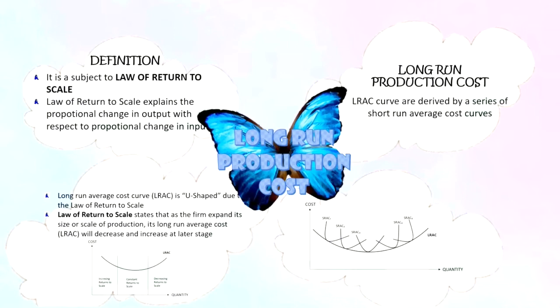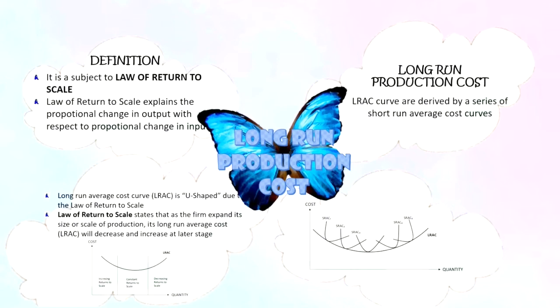Long run production costs have the long run average cost curve, which is LRAC. It is a U shape due to the law of returns to scale. The law of returns to scale states that as the firm expands its size or scale of production, its long run average cost, which is LRAC, will decrease and increase at a later stage.